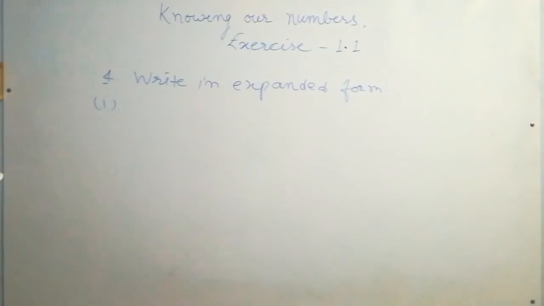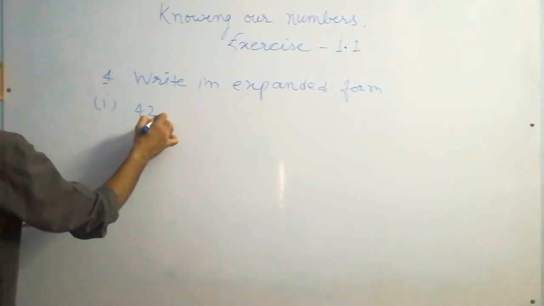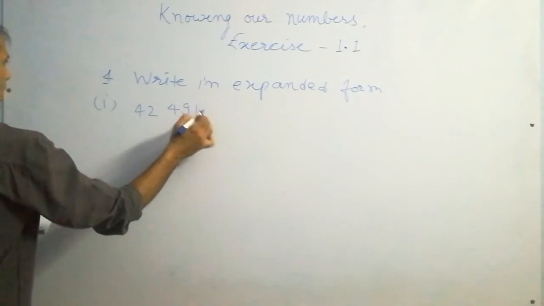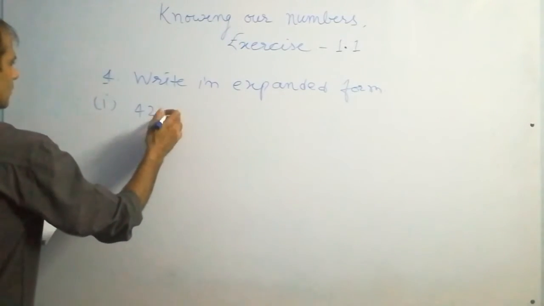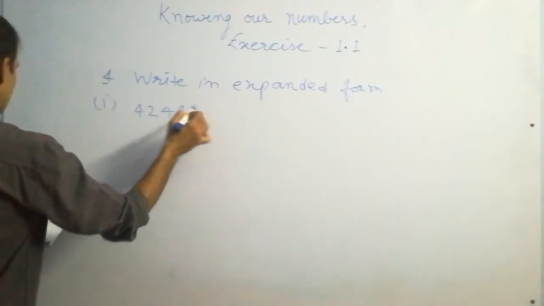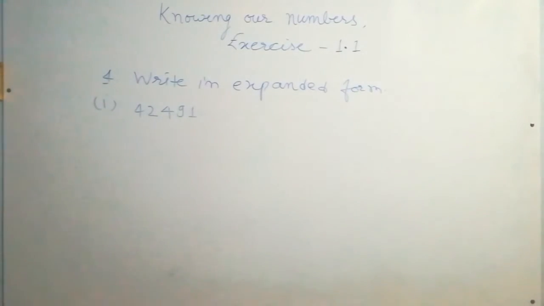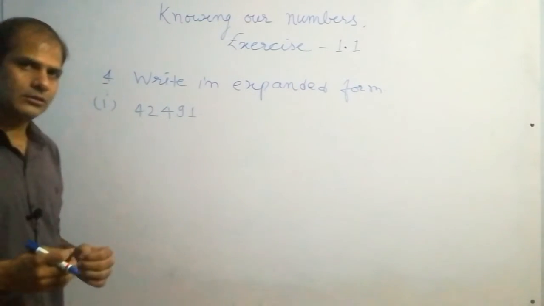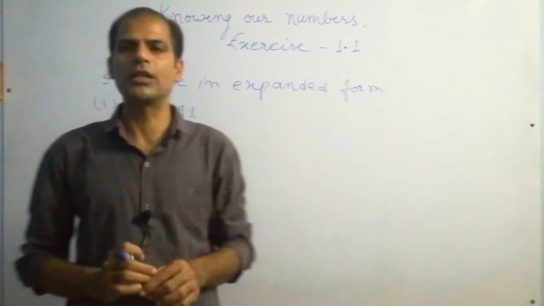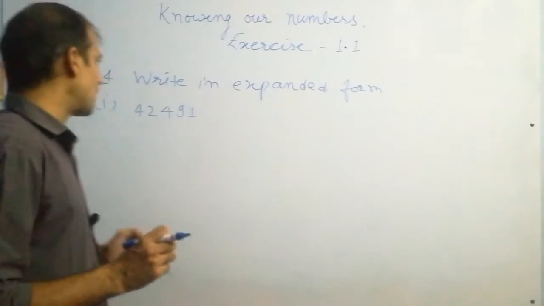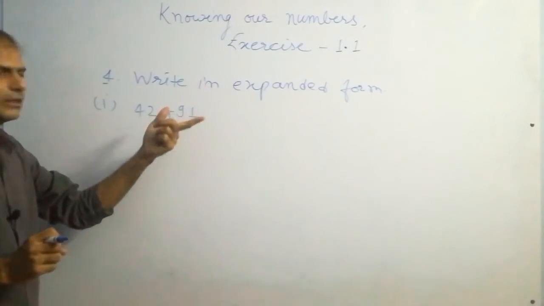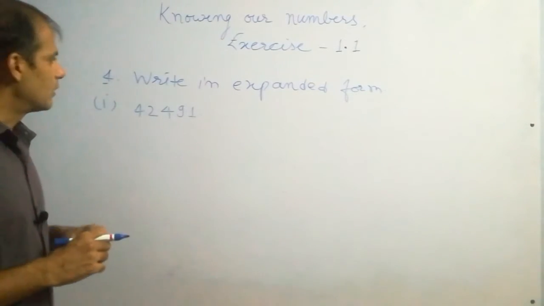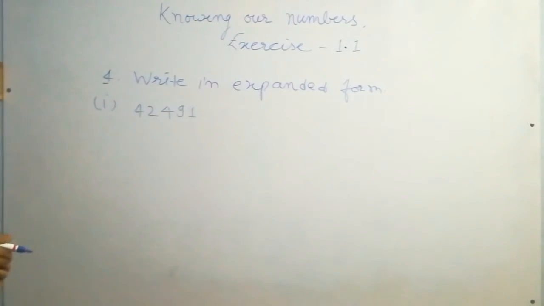First part is 42491. Now in expanded form means not in the word form. You do not have to write it in this way, 42,491, not in the word form. You have to write in expanded form, okay, using the place value.